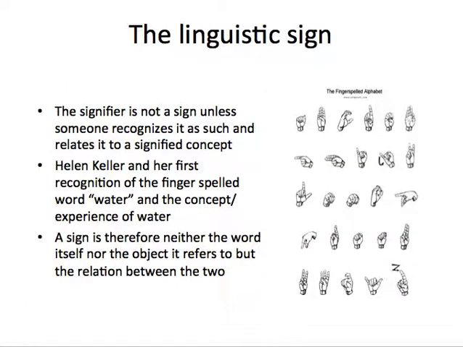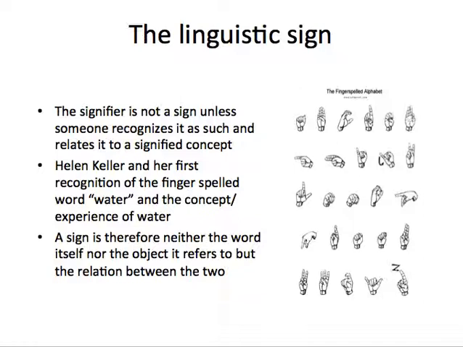Let's look a bit more at the relationship between the signifier and the signified, and say a little bit more about what a linguistic sign is. So the signifier is not a sign unless someone recognizes it as such and relates it to a signified concept. So is a person actually referring to something? Are they coughing? Are they yawning? Are they just making any random noise? It only becomes a sign when it actually refers to something.